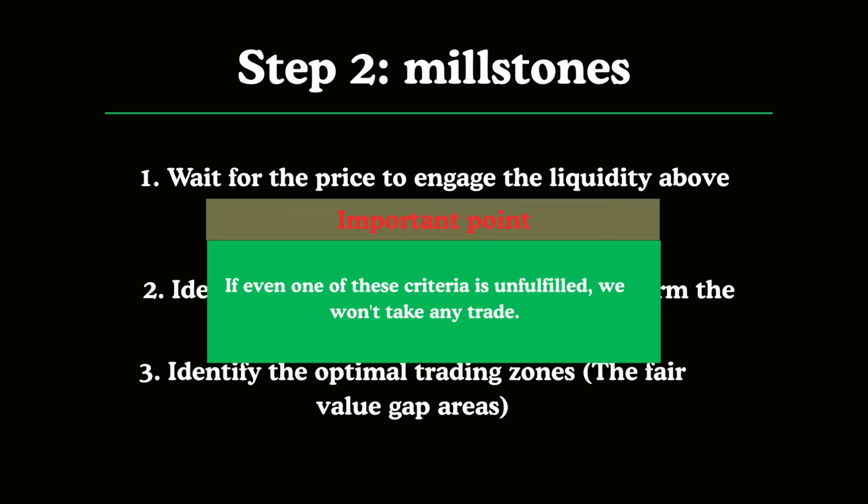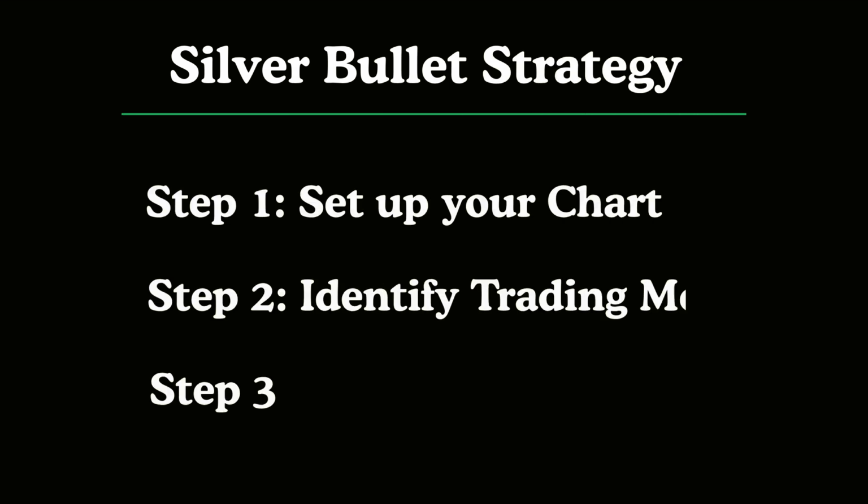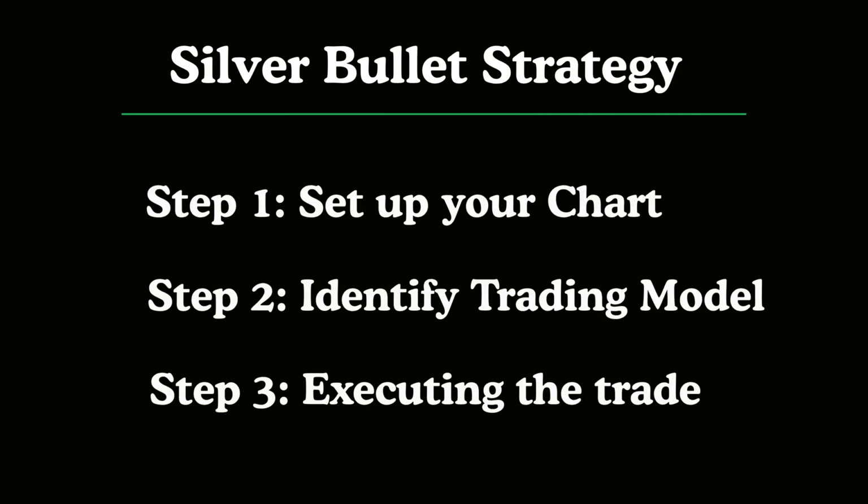Here is an important point: if even one of these criteria is unfulfilled, we won't take any trade. We simply wait for another trading day to implement the silver bullet trading strategy. Now we move on to the third and final step, which is executing the trade. As stated earlier, fair value gap zones serve as our prime areas for trade execution. So, we mark them on the chart and prepare to enter positions when the price retraces into these regions.